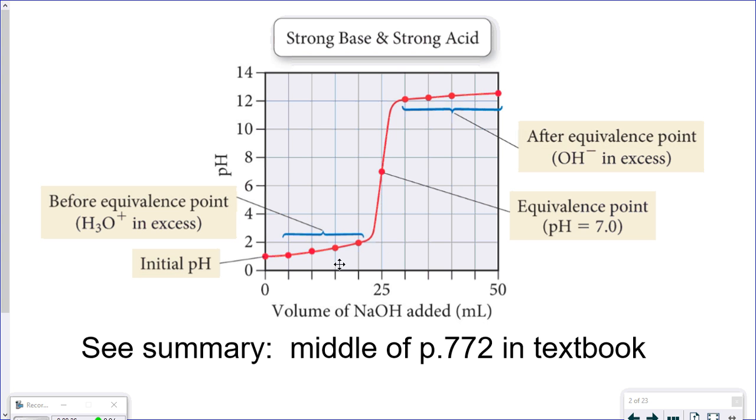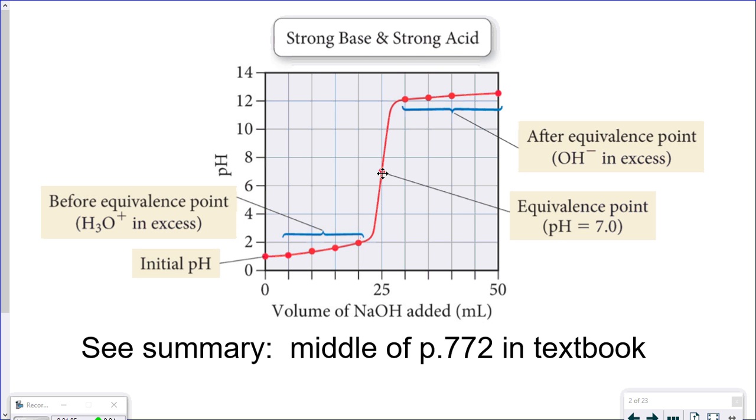And we've talked about, starting off, that initial pH is going to be based off of the molarity of the acid. As you add base, the pH is going to start going up, but the pH will still be determined by how much excess hydronium you have because all the base that's been added has been neutralized.